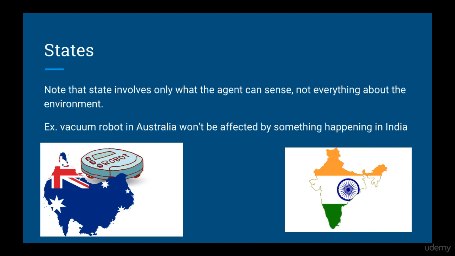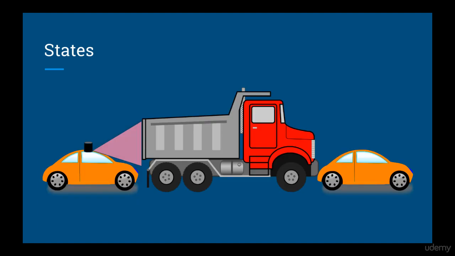Note that the state only involves what the agent can sense, not everything about the environment. For example, if I have a vacuum robot cleaning my house in Australia, then what's happening in someone else's house in India won't affect my vacuum robot state. Another example is if you have a self-driving car that has a 360-degree view of everything around it. If there's a truck in front of you, and there's a car in front of that truck, then that car is not part of your state because you can't see it. So your state would be the same, whether that car is in front of the truck that's in front of you or not.